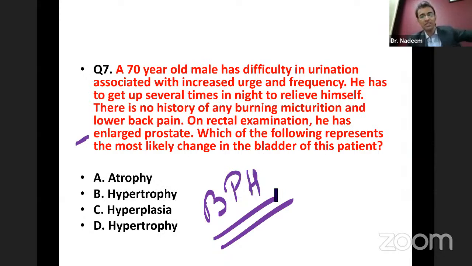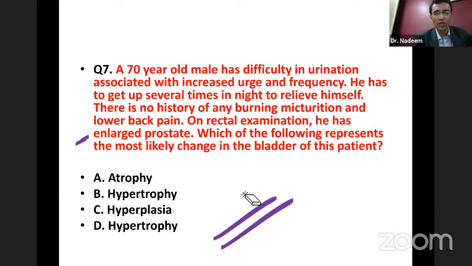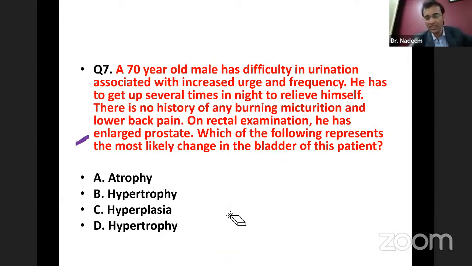So what is the answer? This is a case of atrophy, hypertrophy, hyperplasia, or metaplasia. When I discuss atrophy, hypertrophy, hyperplasia, metaplasia, these are the adaptations of the cell in response to a stress, in response to any injury, right? Fine, all right.